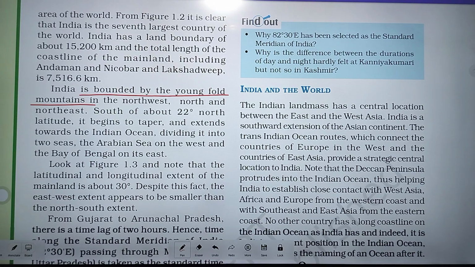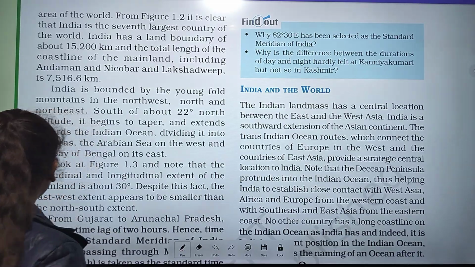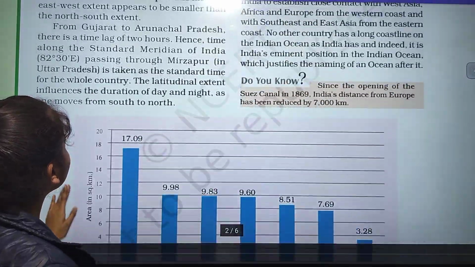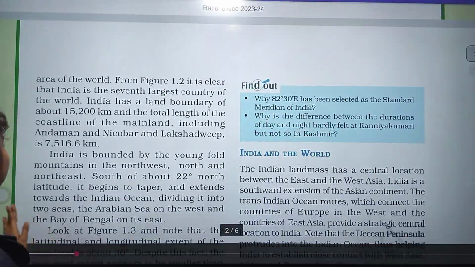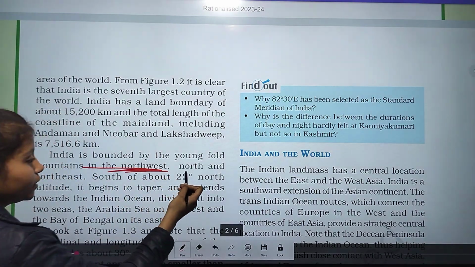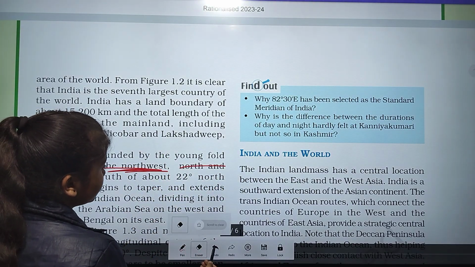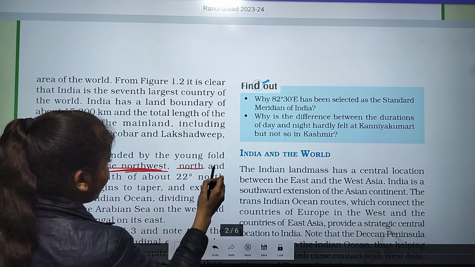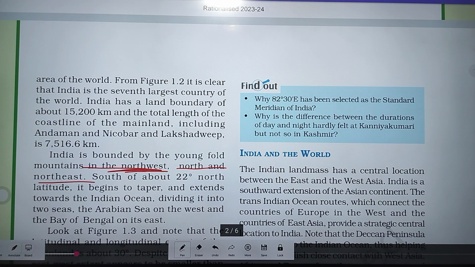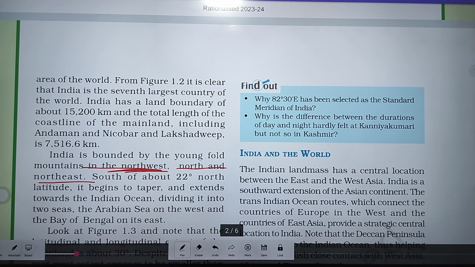Okay, India is bounded by the Himalayan mountains. We all know that in the north there is a mountain. That's why it is written that India is bounded by the Himalayan mountains in the northwest, north and northeast. These three are the places where the Himalayan mountains are present.